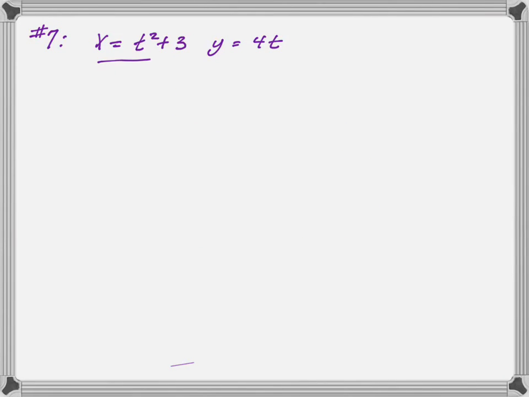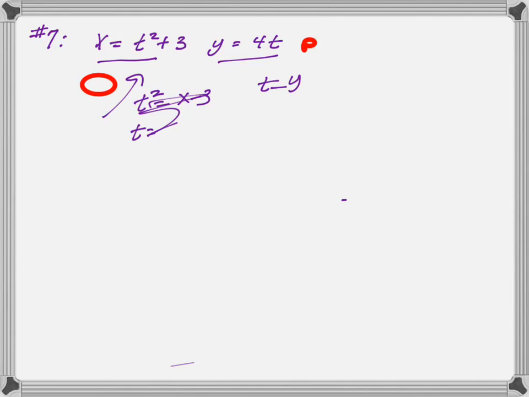Okay, number 7, x equals t squared plus 3 and y equals 4t. So let's solve for this. I'm creating circles here. Okay. t squared equals x minus 3. So t equals... No, I don't want to do plus or minus. So let's do this one. Okay, so t equals y over 4. So x equals (y over 4) quantity squared plus 3.